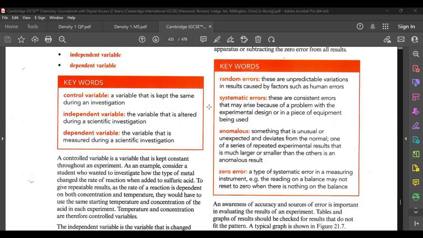Then there are systematic errors. What are systematic errors? Systematic errors happen because of a problem in the system. Let's say the selection of apparatus is not correct. This is a systematic error. Or maybe the apparatus being used is not working properly, it is not reliable, it is not calibrated.